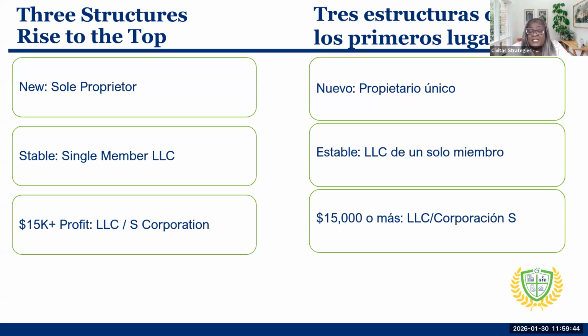Now, if your business, again, is generating at least 15,000 or more in profit, that's when you're going to want to consider either filing as an S corporation or allowing your LLC to be treated as an S corporation.